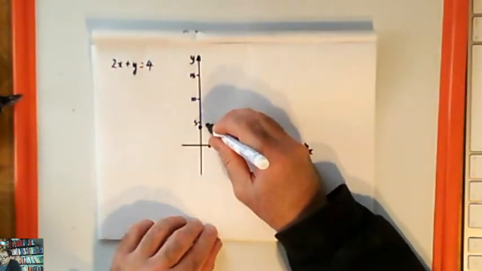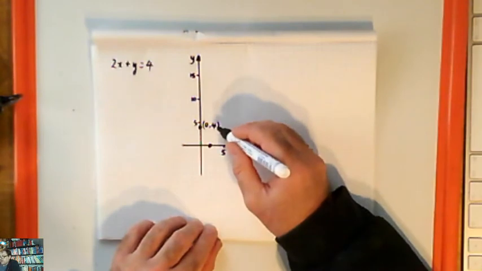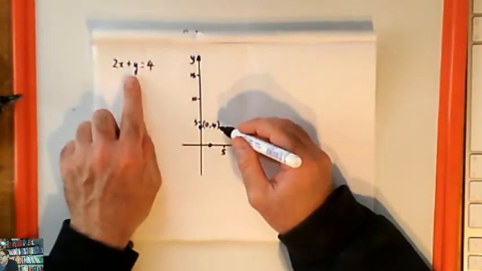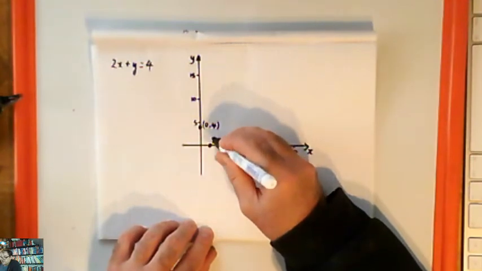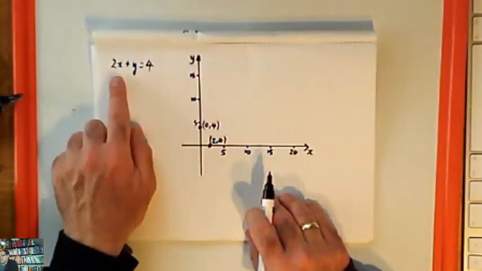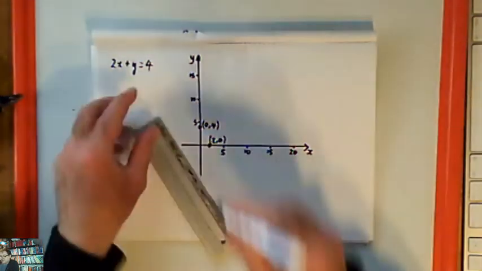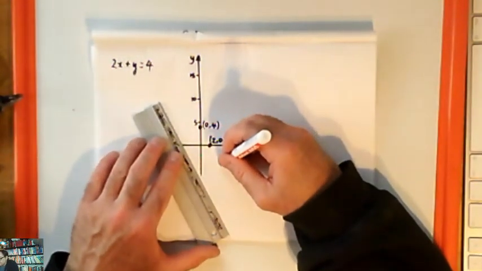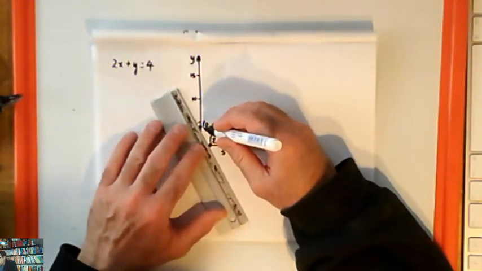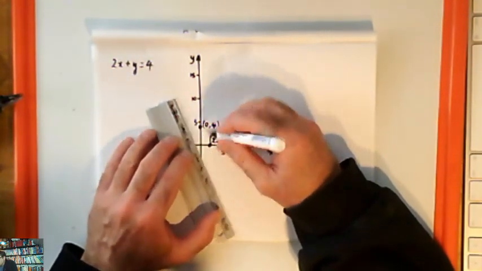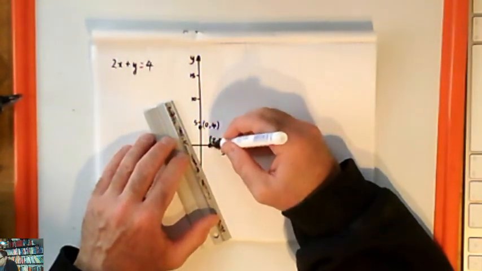Let me just recap on that. It goes through the point 0, 4, because x equals 0 and y equals 4 makes this balance. But it also goes through the point 2, 0, because x equals 2 and y equals 0 makes that balance. Now that we've got the 2 points where it goes through the axes, we can carefully join them together, and I'm trying to check the gradient here, so it's 2 across and 4 down between them.